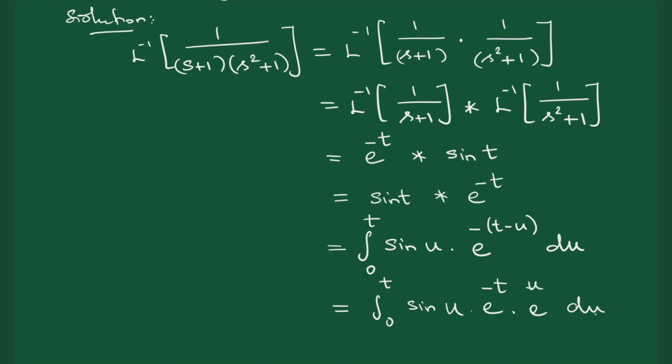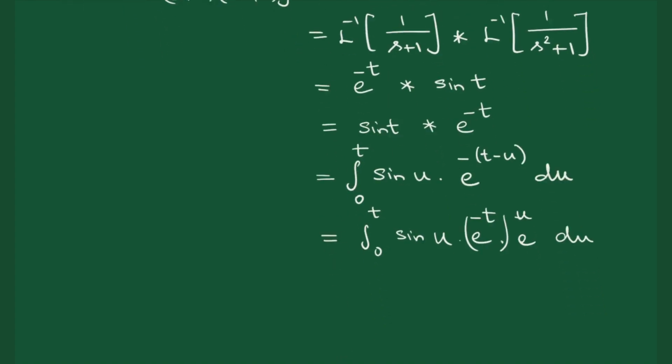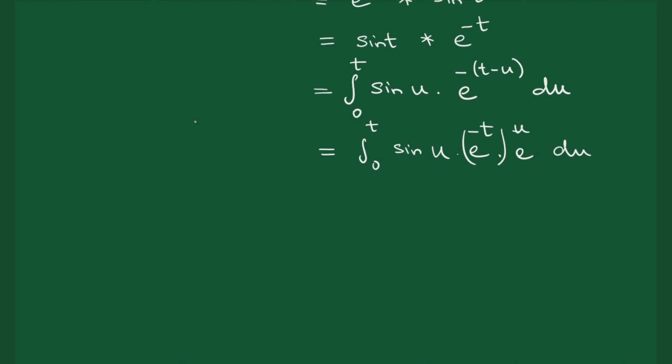So here, since we are integrating with respect to the variable u, t is considered as a constant, so we can take this e to the power minus t outside the integral. So now if you take this term, it becomes integral 0 to t, let it be e to the power u sin u du.